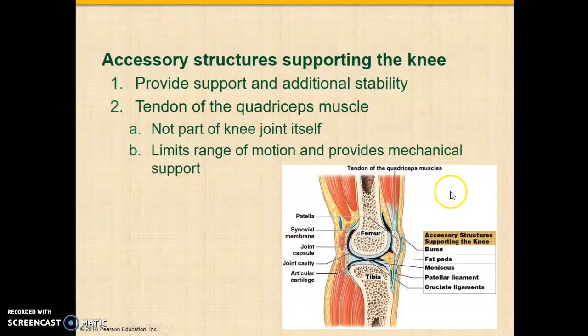Some of the accessory structures are tendons and ligaments. For example, the quadriceps tendon is holding the quadriceps muscle to the patella, and the patellar ligament is holding the patella to the tibia. We'll see a variety of ligaments inside the knee between the femur and the tibia: the ACL and PCL, anterior cruciate ligament and posterior cruciate ligament, and there is a lateral and a medial ligament. We also find fat pads, bursa, meniscus.